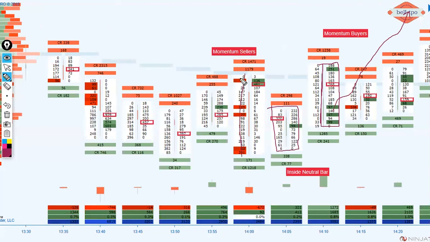I'll talk more about it. But if you are seeing a lot of momentum sellers, followed by an inside bar, a neutral bar, and then later momentum buyers showing up, that could also be one sign of a trend reversal.